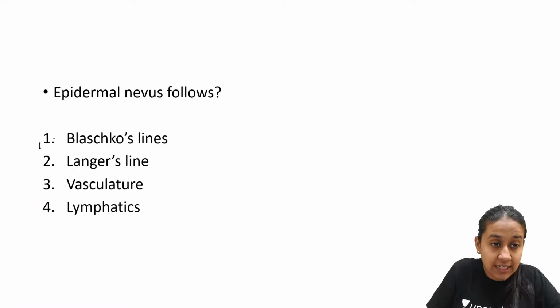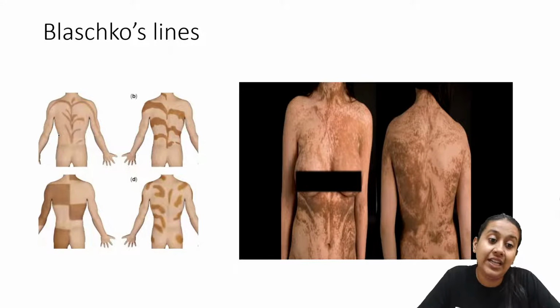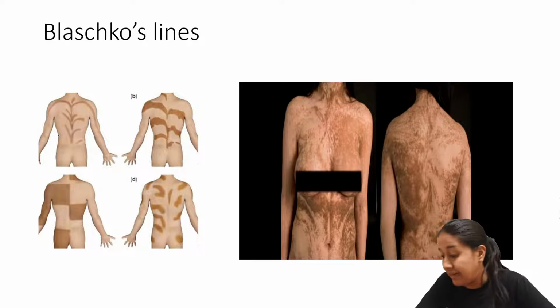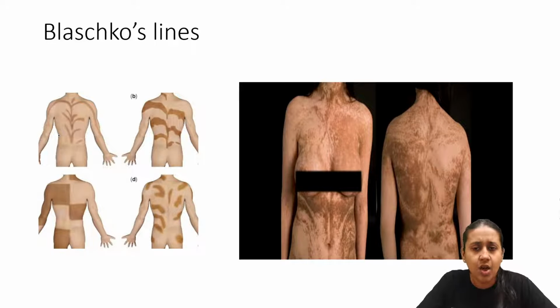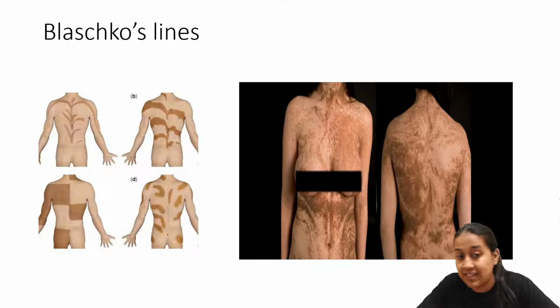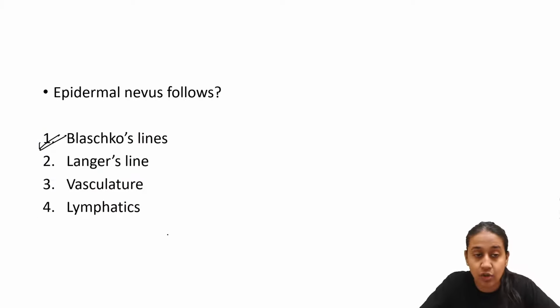What is Blaschko's line? These are the embryogenic lines, and through these lines the precursor cells migrate from the neural crest or from one part of the body to another part. We have a total of 4 types of Blaschko's line. One is the linear pattern, then you have a broad pattern, then we have a checkerboard pattern, and we have a petalloid pattern. So these are some of the types of Blaschkoid lines, and all these epidermal nevus or any sort of nevus tend to follow these Blaschko's lines.